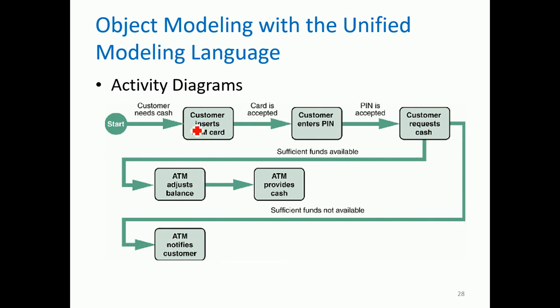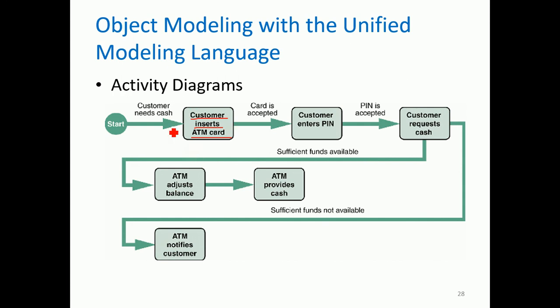For an activity diagram, each step is composed of the subject or the doer of the act, then the verb, which is a transitive verb, and then a direct object. So for this one: customer enters PIN, customer requests cash, ATM adjusts balance, ATM provides cash, and ATM notifies customer.